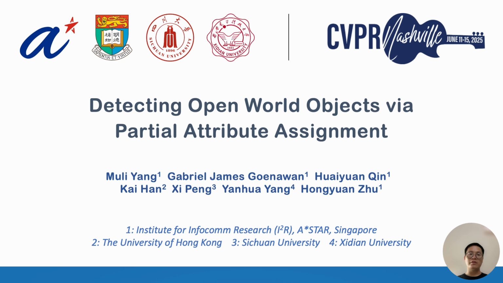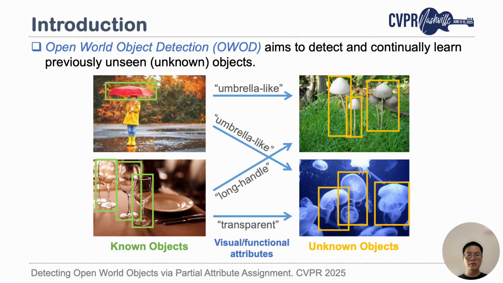In this video, I'm going to introduce our new work in Open World Object Detection in CVPR 2025. Open World Object Detection aims to detect and continually learn previously unseen objects, which we often refer to as the unknown objects. These unknown objects can be detected via shared visual or functional attributes with the known objects.